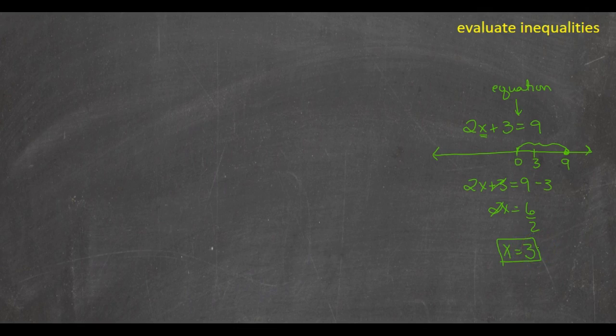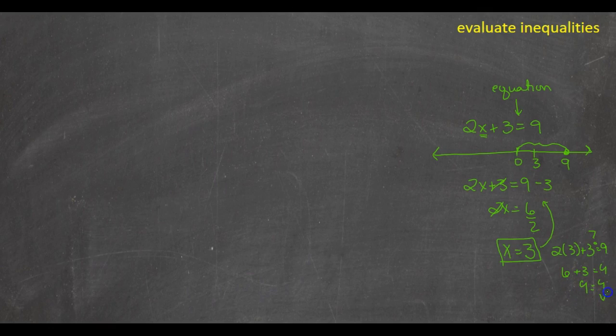So that's what it means to solve an equation. It means to find the unknown value that makes the equation true. And remember, we always checked these by plugging them back in. So 2 times 3 plus 3 equals 9. And we're not really sure if that's true. 2 times 3 is 6 plus 3 equals 9. And 6 plus 3 is 9, which equals 9.